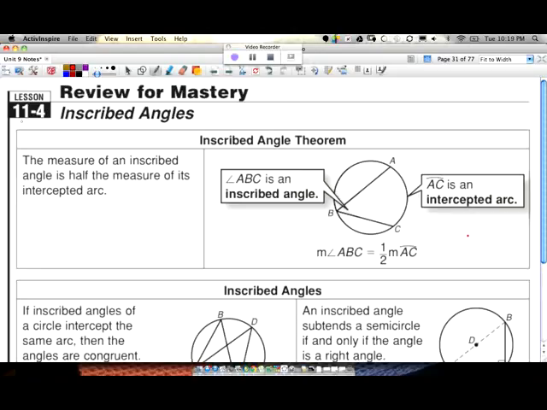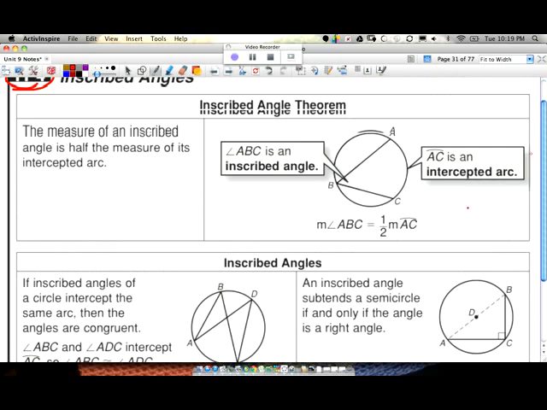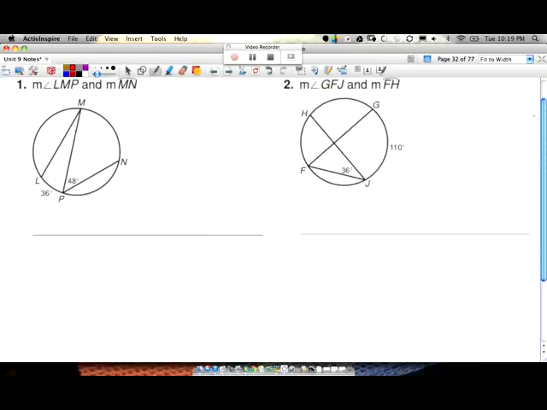Alright, geometry, we're right back in it. I'm going to show you some of the answers here for section 11.4, review for mastery. This is really unit 9, part 3 of 6, and we're doing part 3B, you could say, because now we're doing the review for mastery. Okay, so there's some notes here. We've kind of already talked about these notes. Let's jump right into using them.